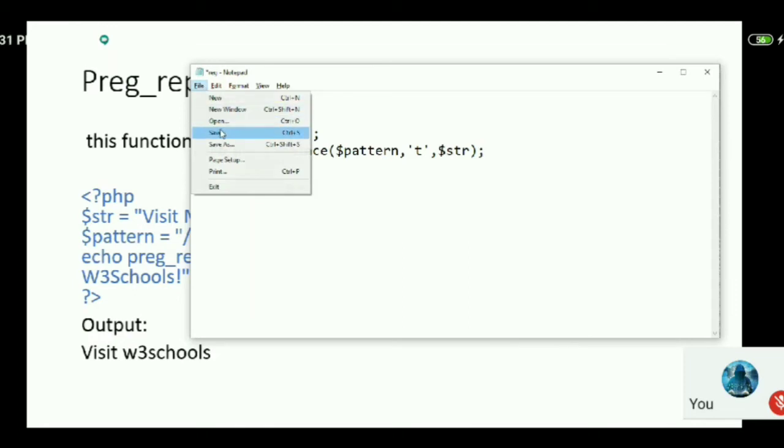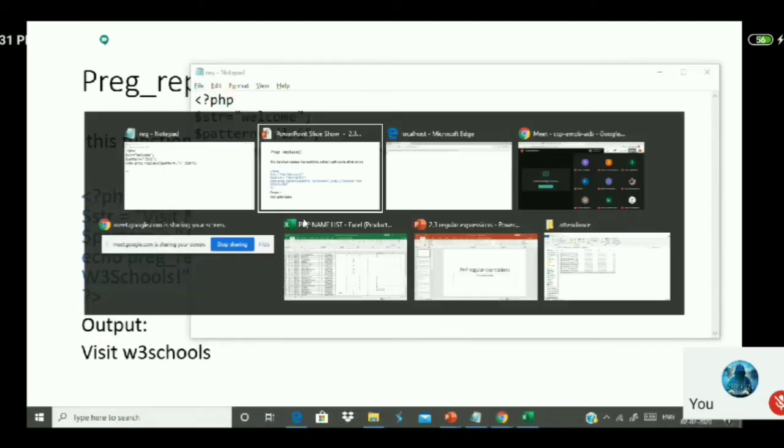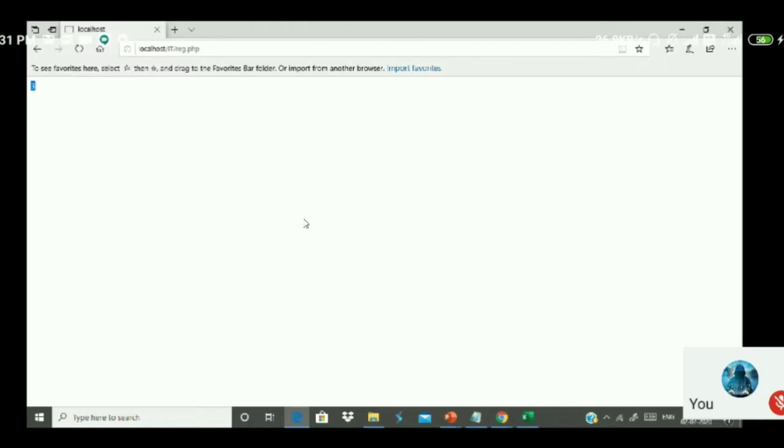Okay, now I will just run this file. You can see here, L is getting replaced by T. That means L is replaced by T. So welcome has been turned into a different word. Are you able to understand? So this is the way to replace this.